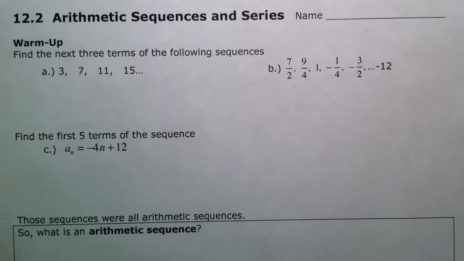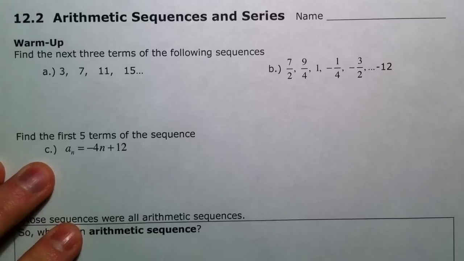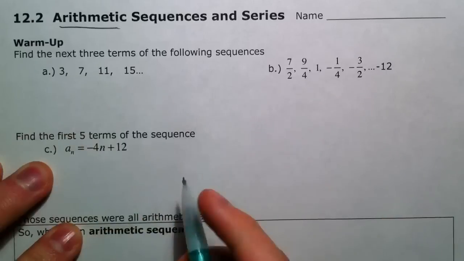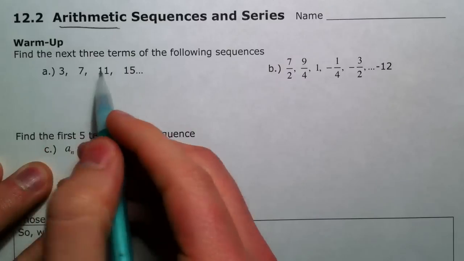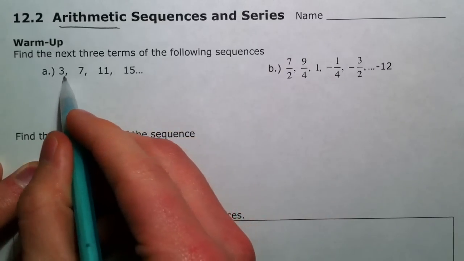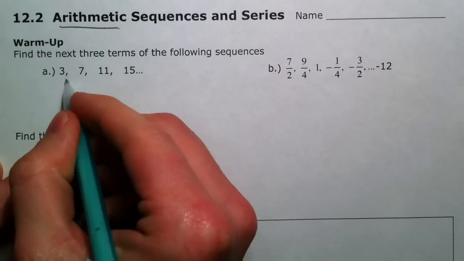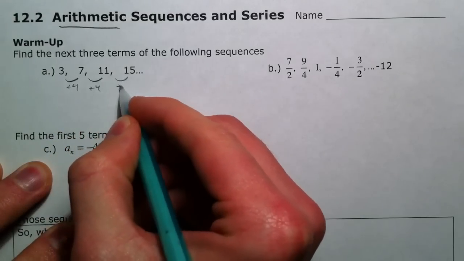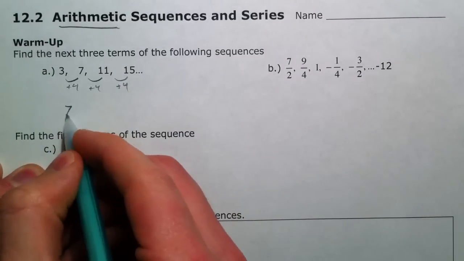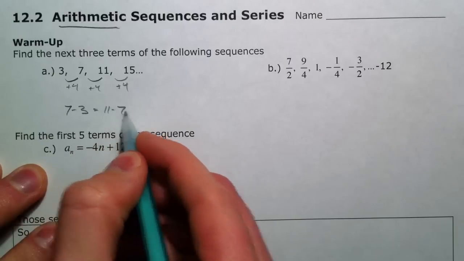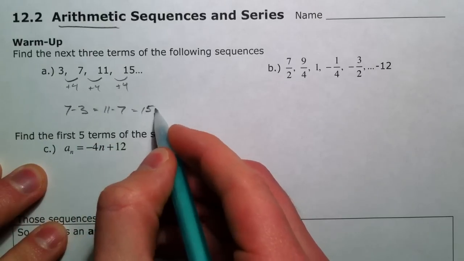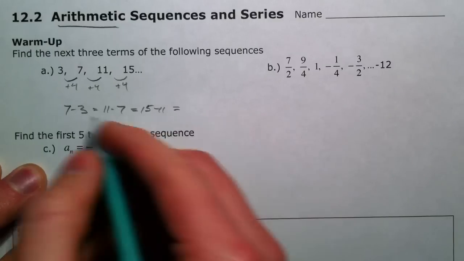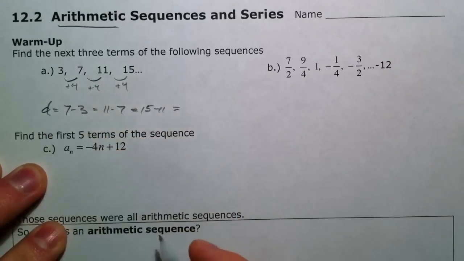All right, so we're going to start talking about arithmetic sequences and series. Arithmetic are a specific type of sequence that we'll see down here. So first it says find the next three terms of the sequences. So 3, 7, 11, 15, pretty quick we start noticing that each one of these is adding 4. And if you don't notice, you can do 7 minus 3, 11 minus 7, 15 minus 11, each term minus the term in front of it, and that will get you what we call the common difference, D.